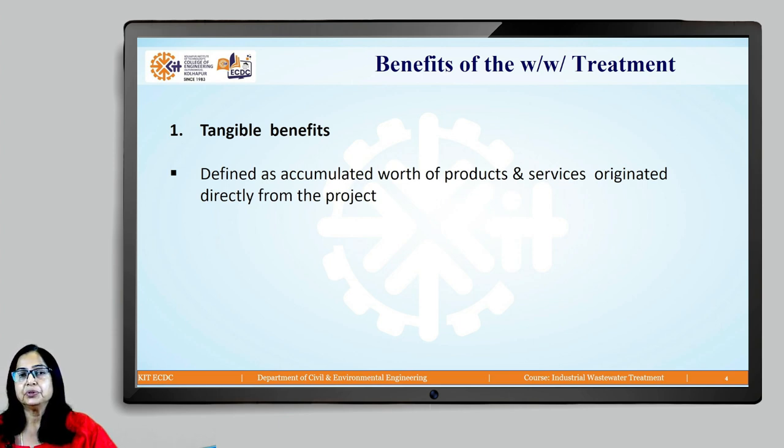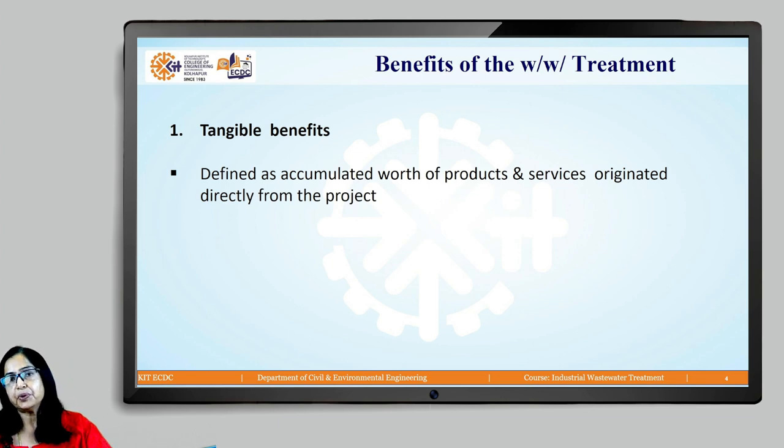So, if you look at the definition of tangible benefits, it is defined as accumulated worth of products and services originated directly from the project. So now here our project is wastewater treatment. It's ETP, effluent treatment plant. Now, what are the products and services originated from this ETP?